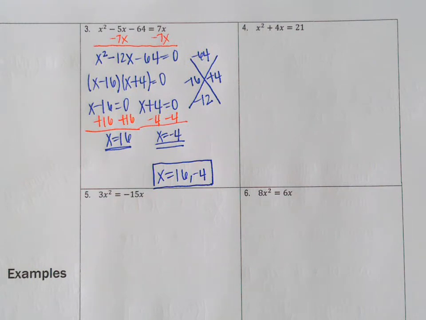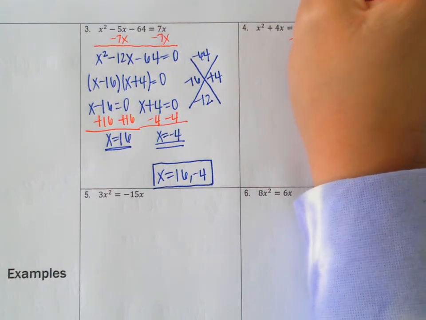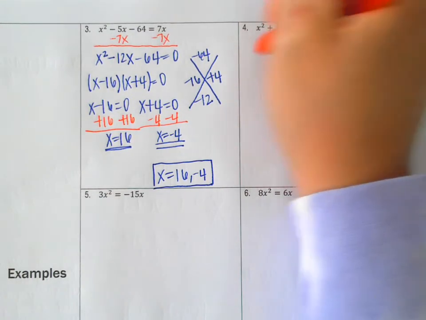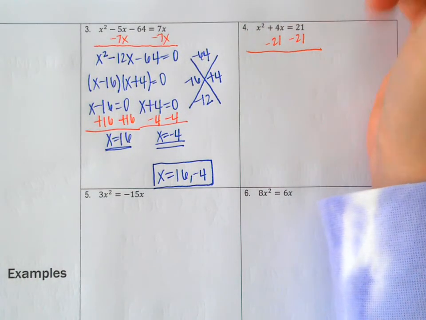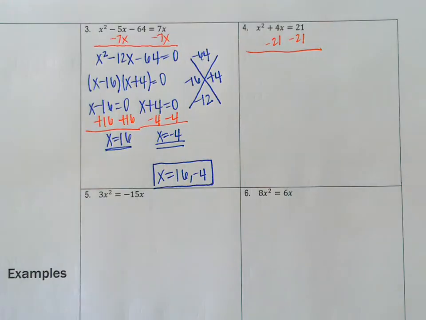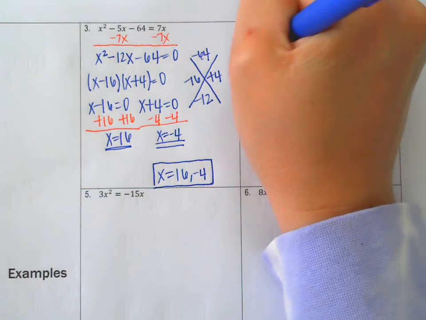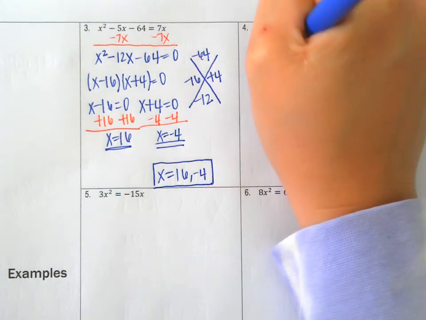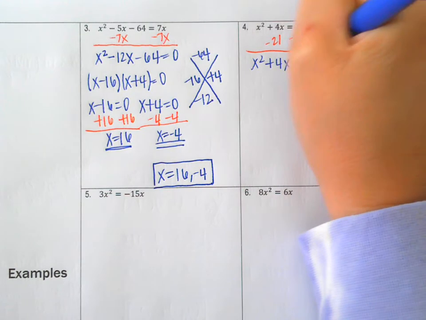Okay, so you should have checked your work. First step is to think, what do I need to do so the equation is set equal to 0? That one is going to be moving the 21 over. The 21 can't combine with anything. X squared it can't combine with, 4x it can't combine with. So we're just going to write it as x squared plus 4x minus 21 equals 0.